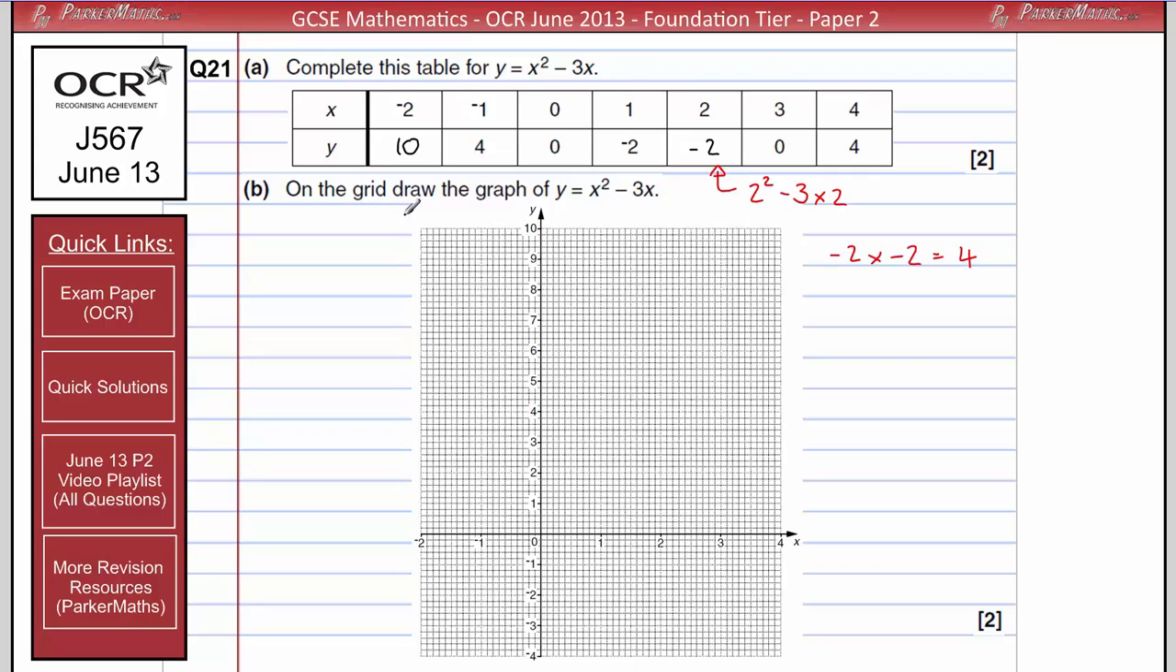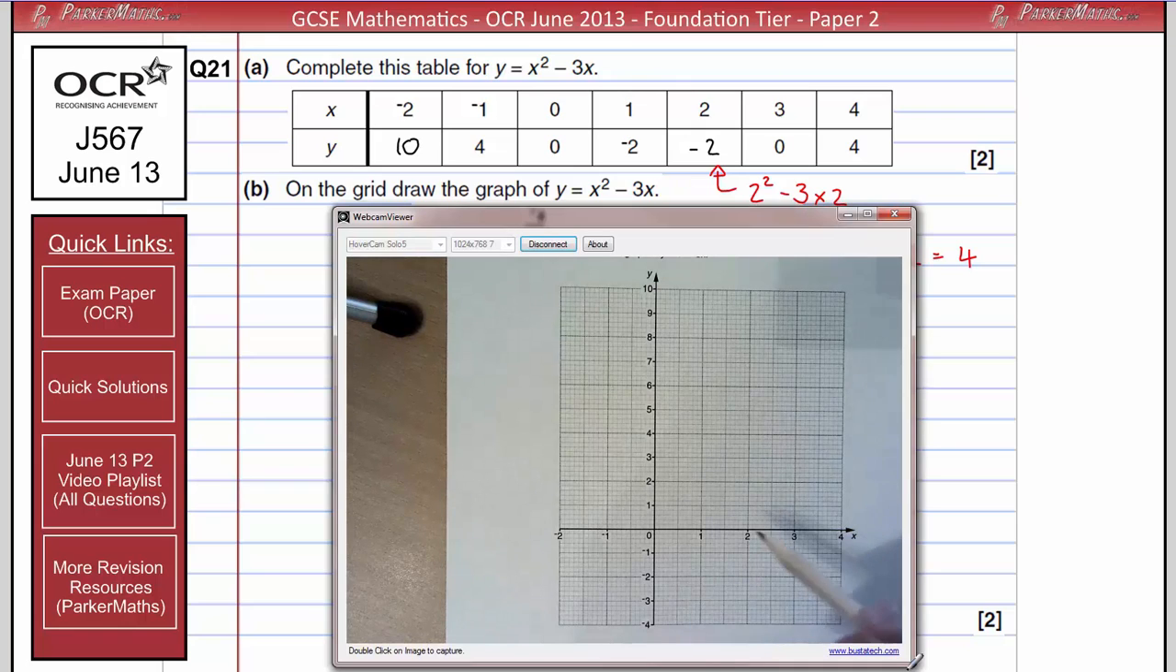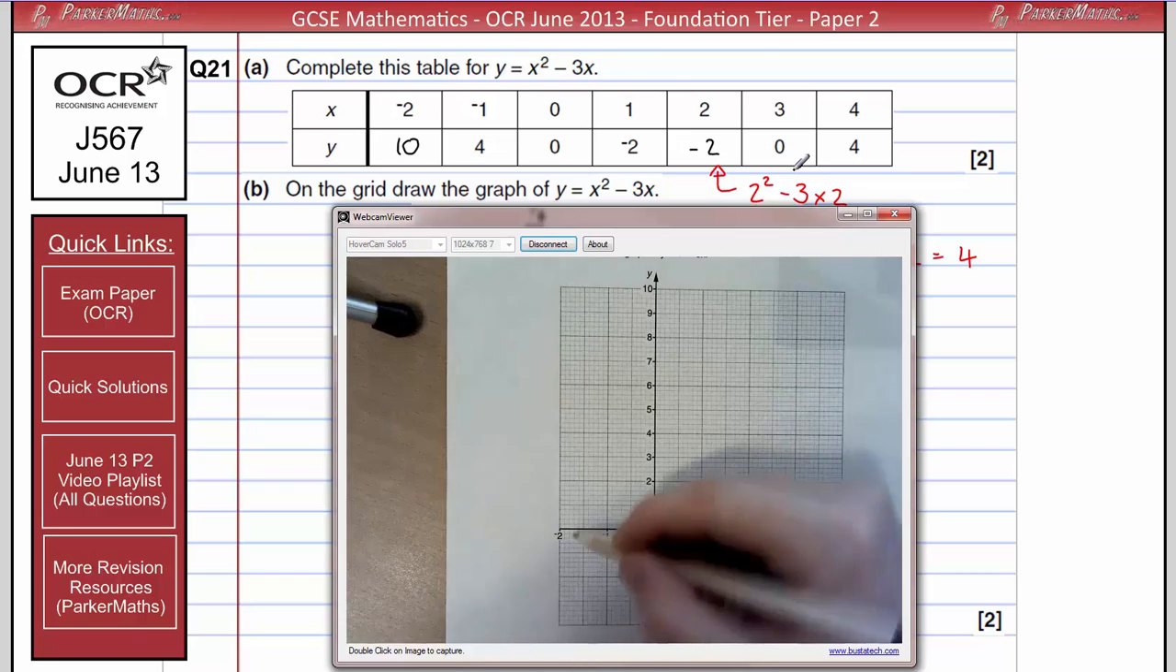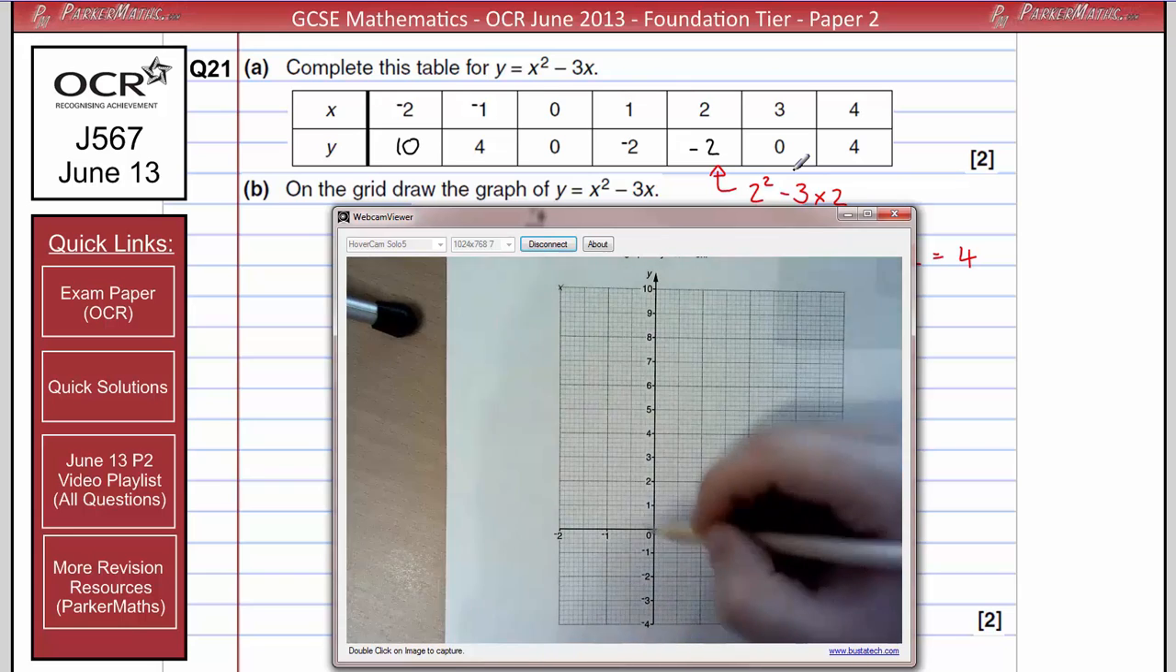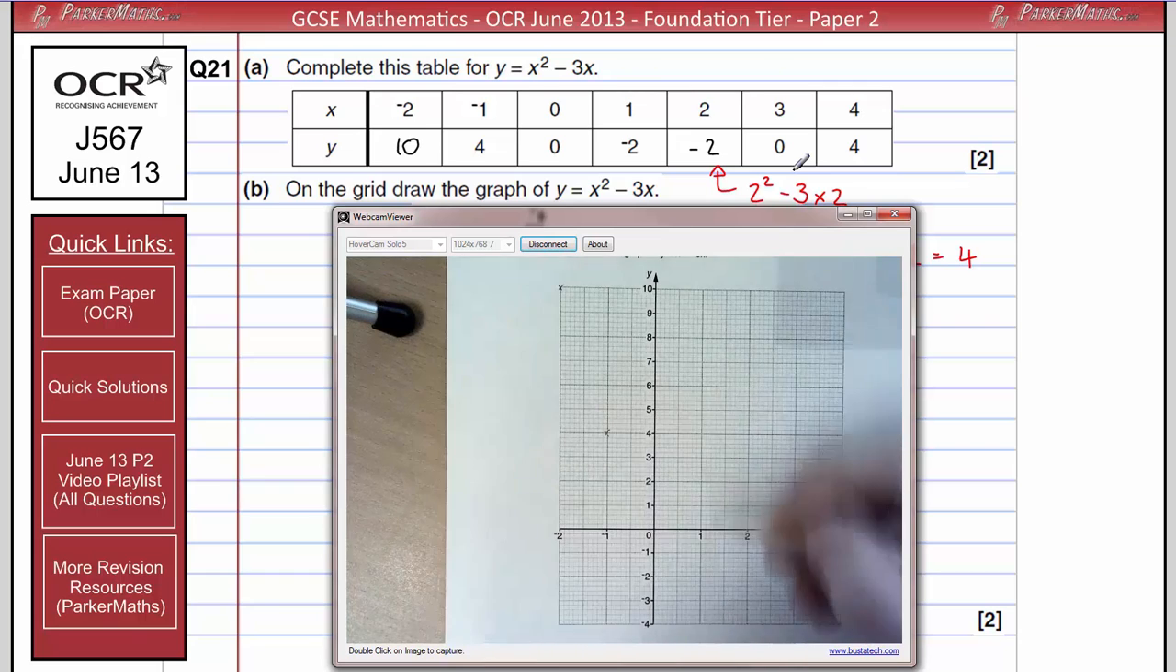Part B says, on the grid, draw the graph of y equals x squared minus 3x. So here's my grid, and the first thing I need to do is plot each of these points accurately. So I'll start with minus 2, 10. So across to minus 2 up to 10, that's going to be right in the corner of my graph. Next I've got minus 1, 4. That's going to be here.